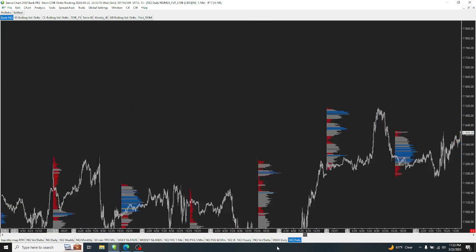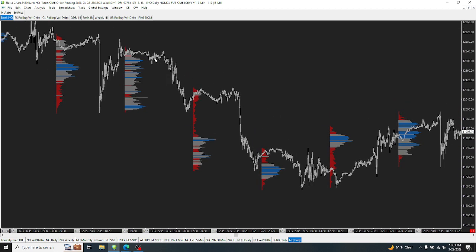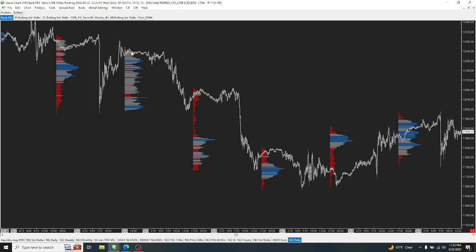I'll just flip through a random day. So here, let's do this one. We can start off here and see what's been tested. These are basically just daily profiles. What I'll do is look and see where the HVNs, LVNs are. This profile right here is pretty balanced. You could say that right here is one. I'm just going to do a full retracement.